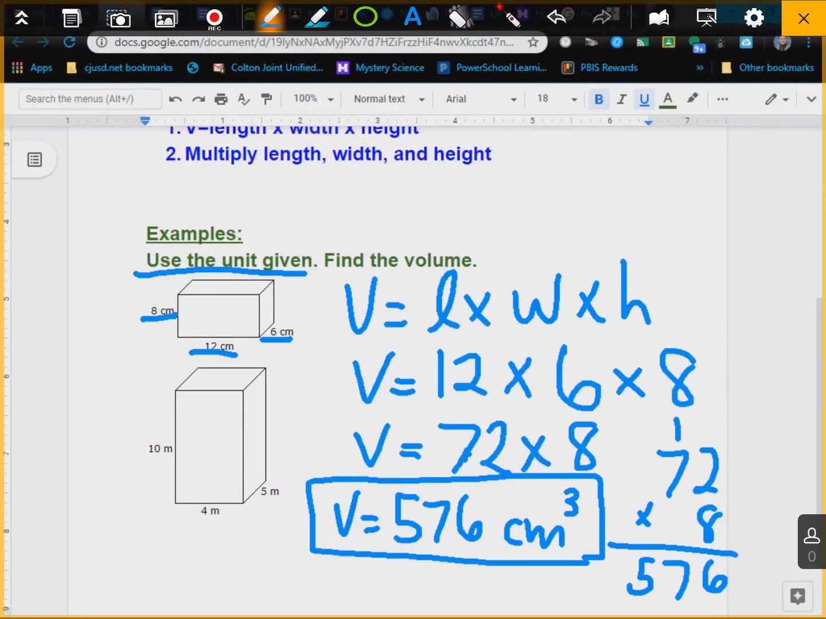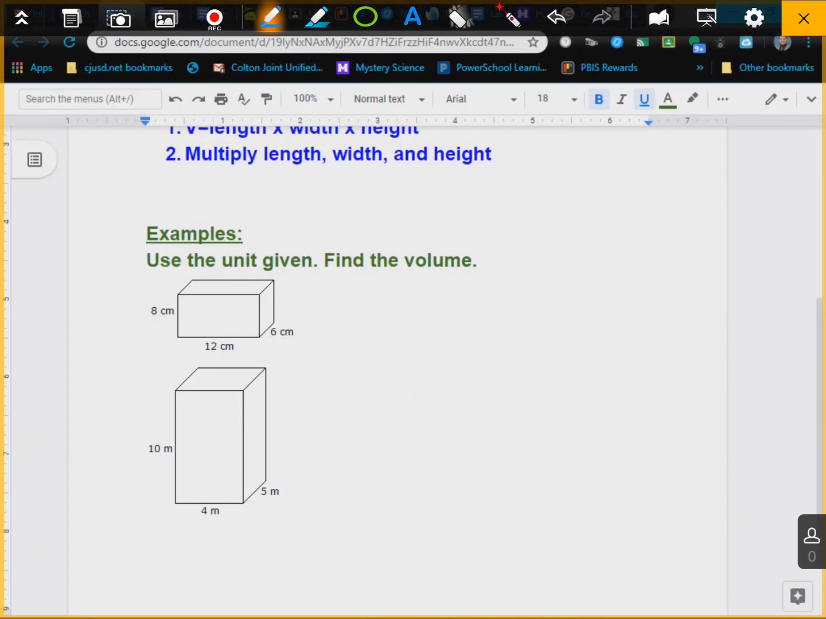Okay, you multiply the length, the width, and the height. Now I like to multiply the ones that I think would be easiest. That's why I did 12 times 6 first, and then I multiplied it by 8. Alright, let's do number 2. And honestly, the order doesn't really matter because you're multiplying. Just think of the associative property, commutative property. In this case, it would be the commutative property. It doesn't really matter what order you put it in.